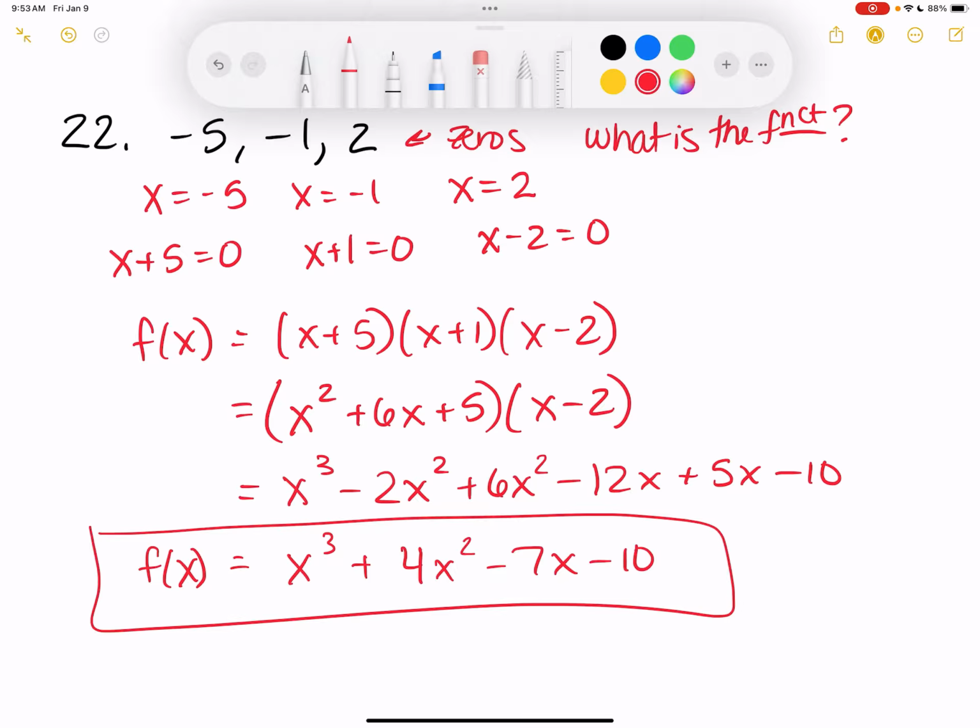Part of the reason we're not going to continue doing this section today is because one of the problems that we're going to do took up an entire page.